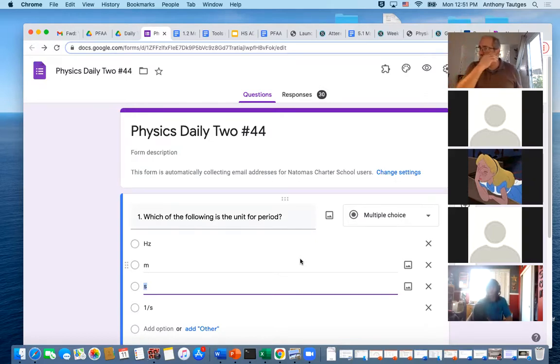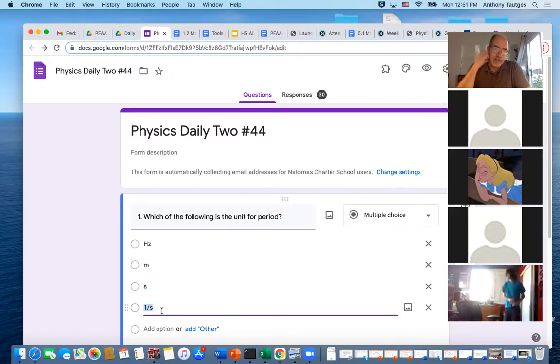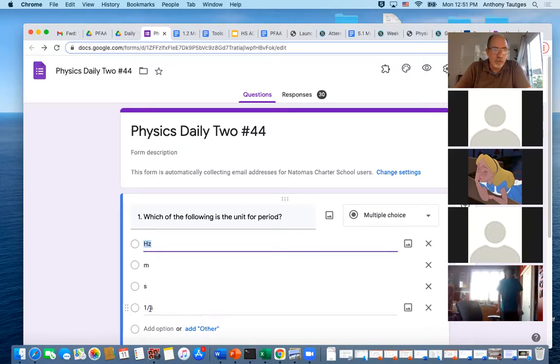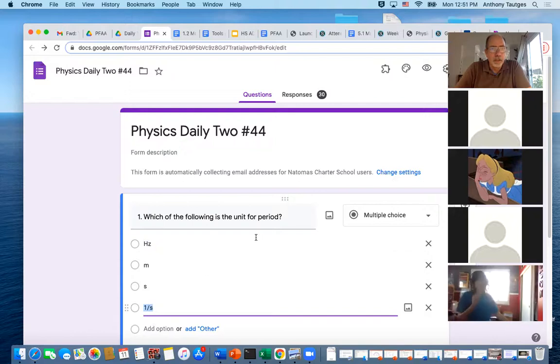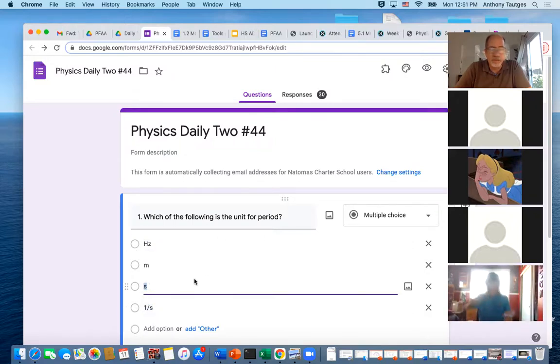about 3/4, a little bit more, had that. The most popular incorrect answer was 1/seconds, okay? That is actually the definition of hertz. A hertz is a 1/second, dimensionally. So 1/second is actually the unit for frequency. Seconds is the unit for period, all right?